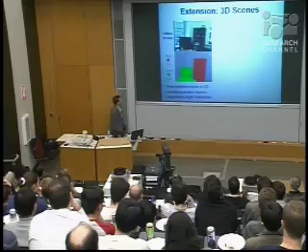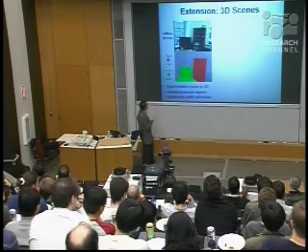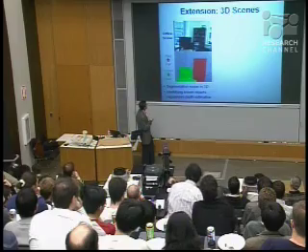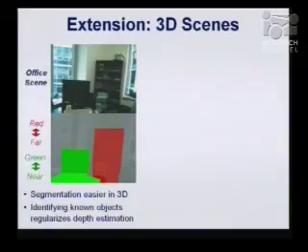So now I'm going to give a higher level view of several extensions we've done of this work. One is to three-dimensional scenes. The intuition here is that if I look at this image at the top, it's really hard to tell just from the pixel cues where the desk begins and the bookshelf in the background ends. In 3D, on the other hand, the segmentation of objects is easy.